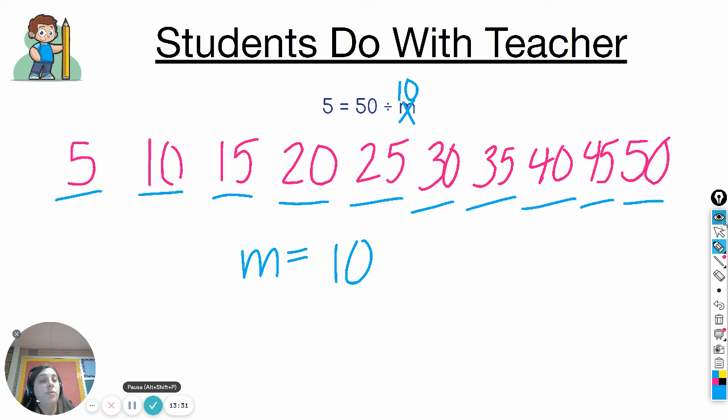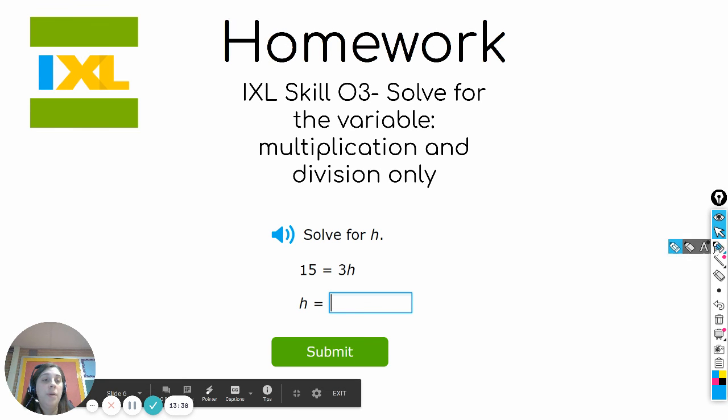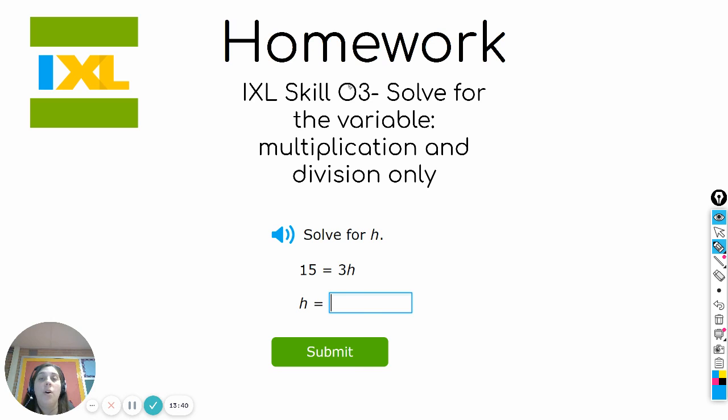Okay, go ahead and erase those whiteboards. Now we're at the part where you're going to be working on your work alone. It's an IXL skill 03, solve for the variable, multiplication and division only. So it's going to be what we were practicing today.